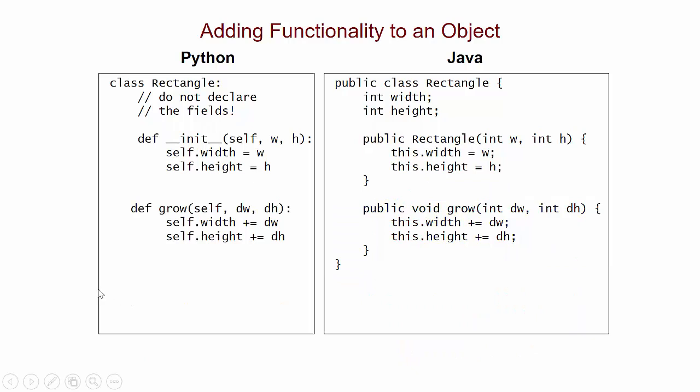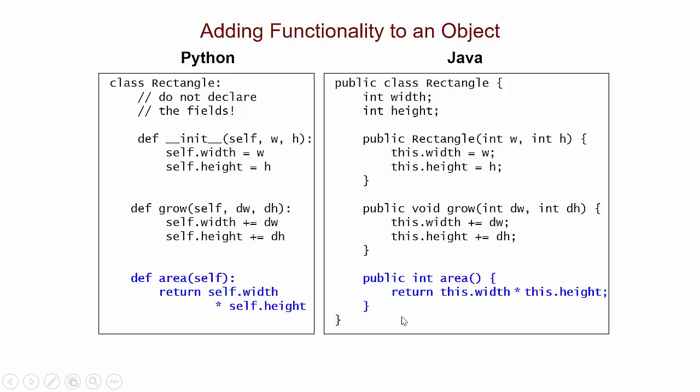Another thing that would be useful for our client is the ability to have the rectangle compute its own area. So we can add an area method to our Python class, and here's the corresponding area method in Java. Again, it is non-static. The return type is int, because that's what we're returning. You'll notice the parameters here are empty. There's nothing in the parens because everything the area method needs is inside the called object. So we can just take the width value in the called object, so this.width, multiply it by the height value inside the called object, and return that product.